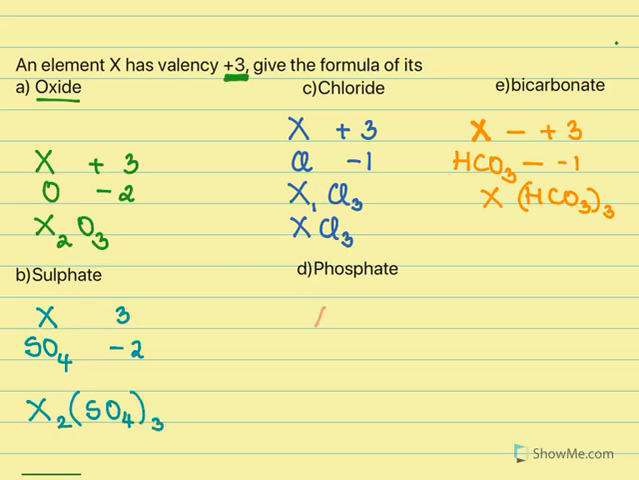Phosphate, X valency +3 given. Always write the positive valency first. Phosphate, PO4 valency -3. Both are 3, 3, so you don't need to write. So XPO4 will be its phosphate.